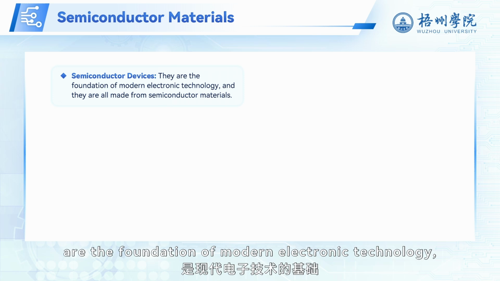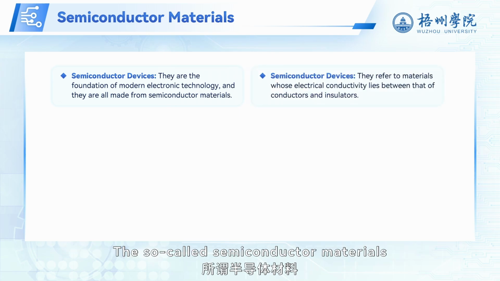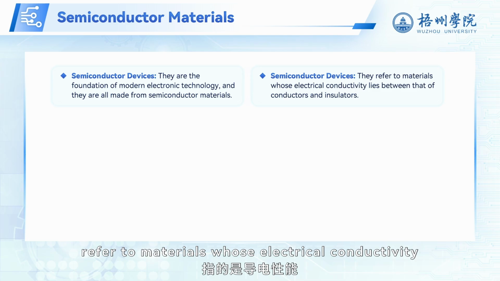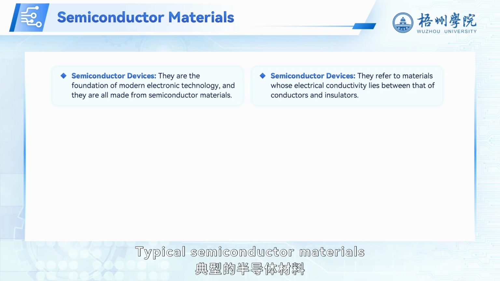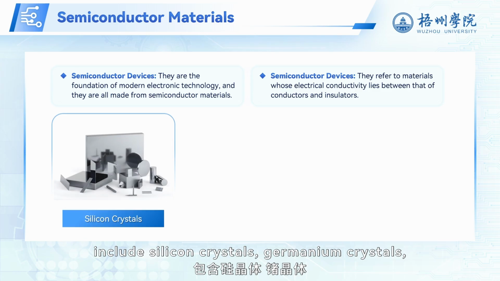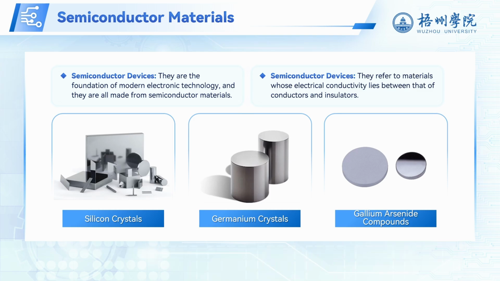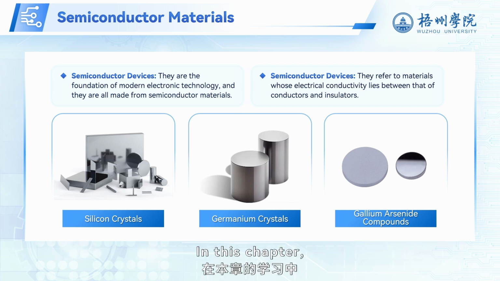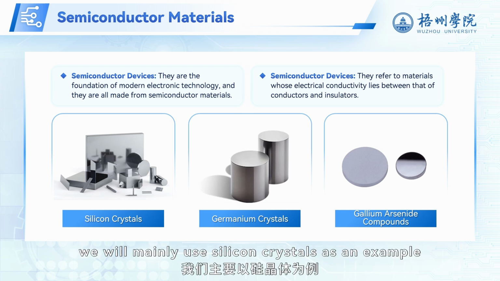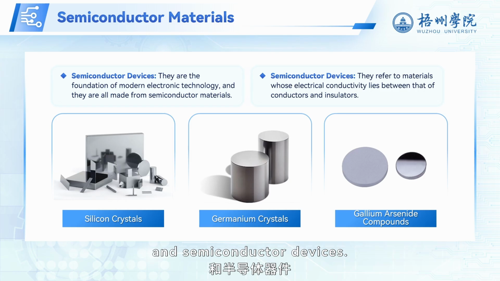Semiconductor devices are the foundation of modern electronic technology, and they are all made from semiconductor materials. The so-called semiconductor materials refer to materials whose electrical conductivity lies between that of conductors and insulators. Typical semiconductor materials include silicon crystals, germanium crystals, and gallium arsenide compounds, among others. Among them, silicon is the most commonly used semiconductor material. In this chapter, we will mainly use silicon crystals as an example to introduce semiconductor materials and semiconductor devices.